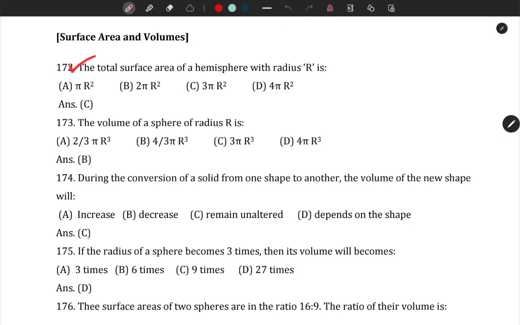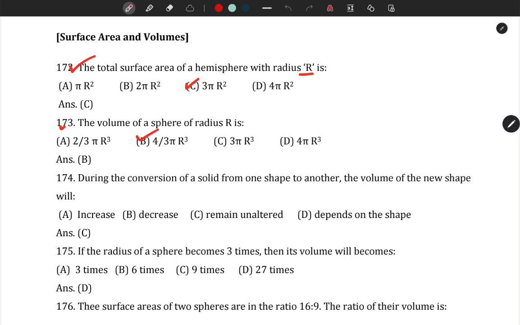The total surface area of a hemisphere with radius r is given by this formula: 3 pi r square. Next question, the volume of a sphere of radius r is 4 by 3 pi r cube. This is a direct formula.